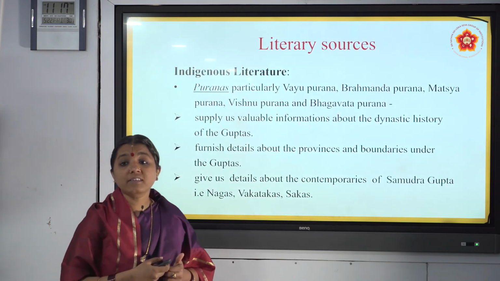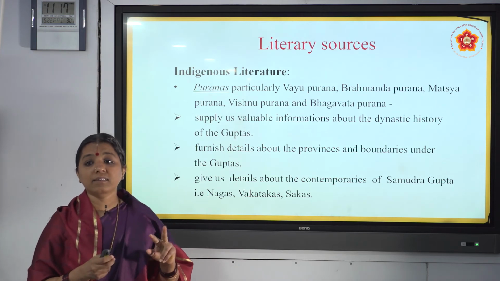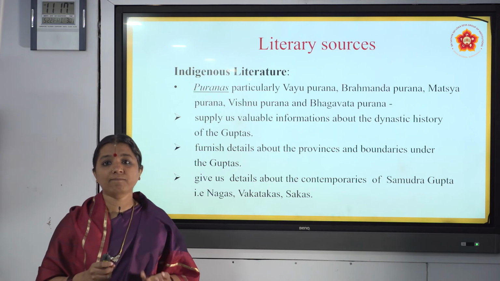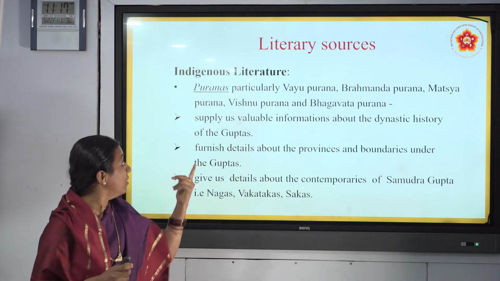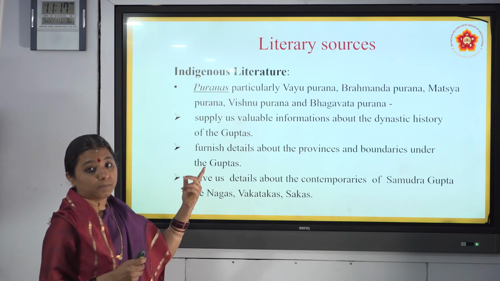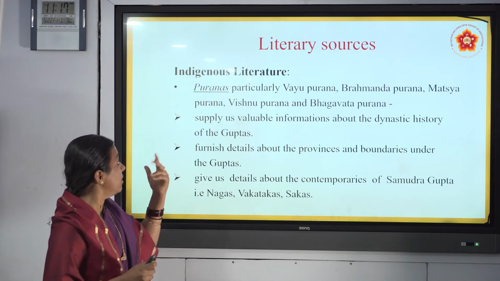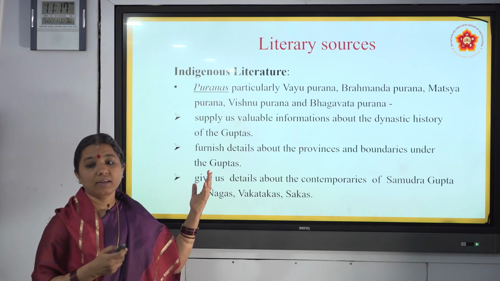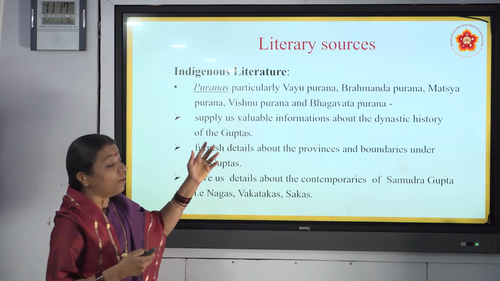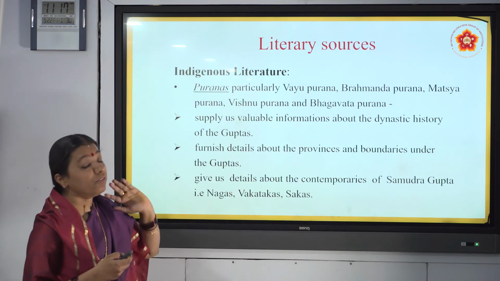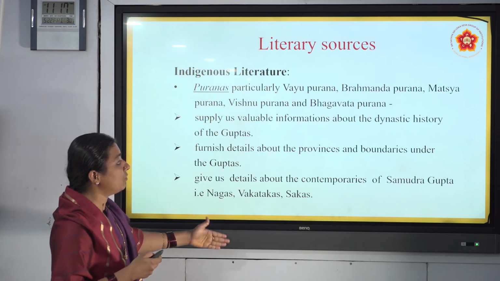We talked about literary sources. In that, there are two categories, indigenous literature and foreign literature. Plenty of literary sources help us know about the Guptas. Indigenous literature is literature by the native writers. We have the first important literature called the Puranas. With the Guptas, the Vayu, Matsya, Brahmanda, Vishnu and Bhagavata Puranas supply this kind of information.